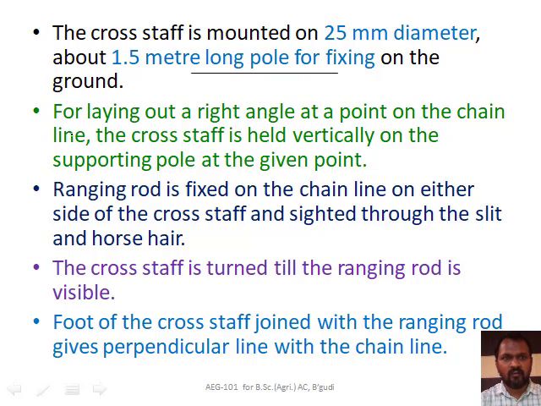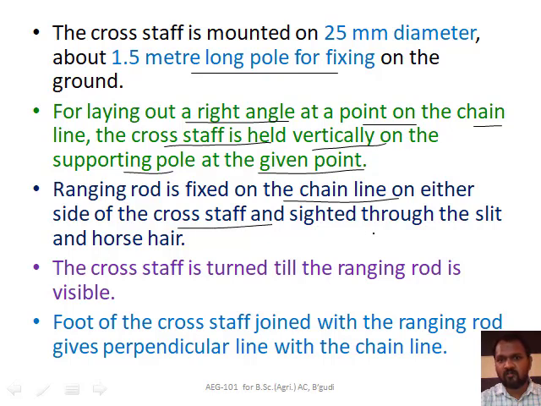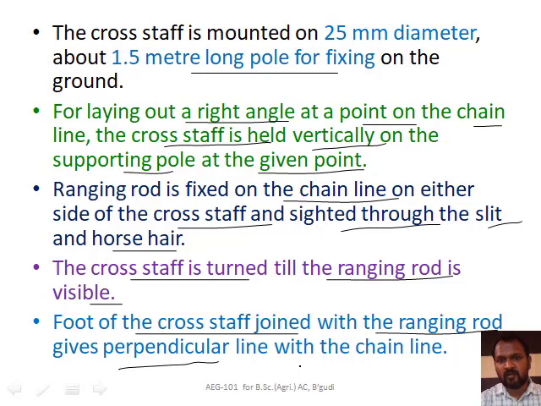The crosstop is mounted on a 25 mm diameter, about 1.5 meter long pole for fixing on the ground, and for laying out a right angle at a point on the chain line, the crosstop is held vertically on the supporting pole at a given point. A ranging rod is fixed on the chain line on either side of the crosstop and sighted through the slit and horsehair. The crosstop is turned till the ranging rod is visible. The foot of the crosstop joined with the ranging rod gives a perpendicular line with the chain line.